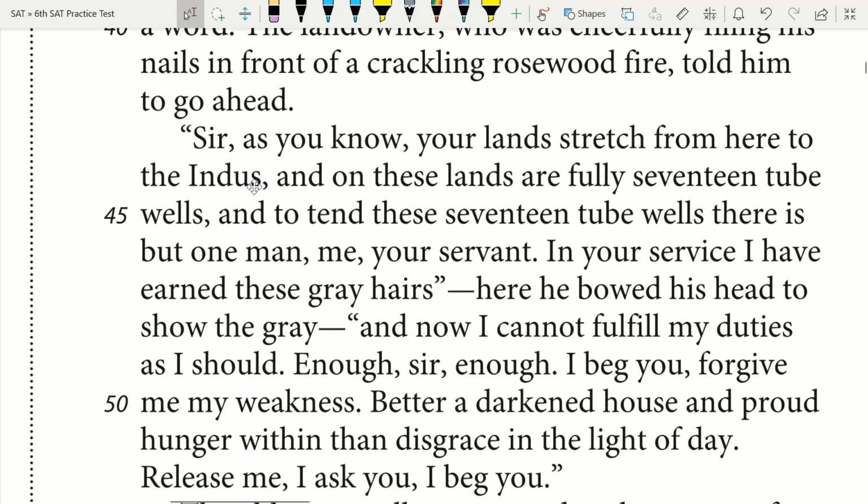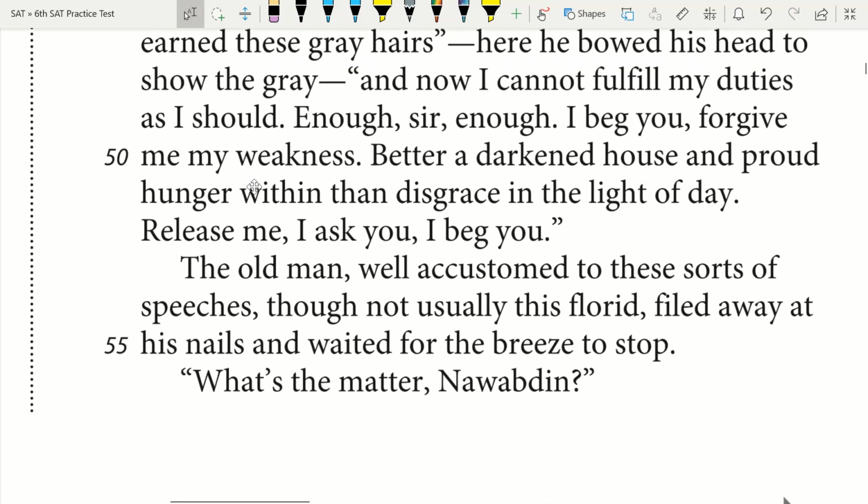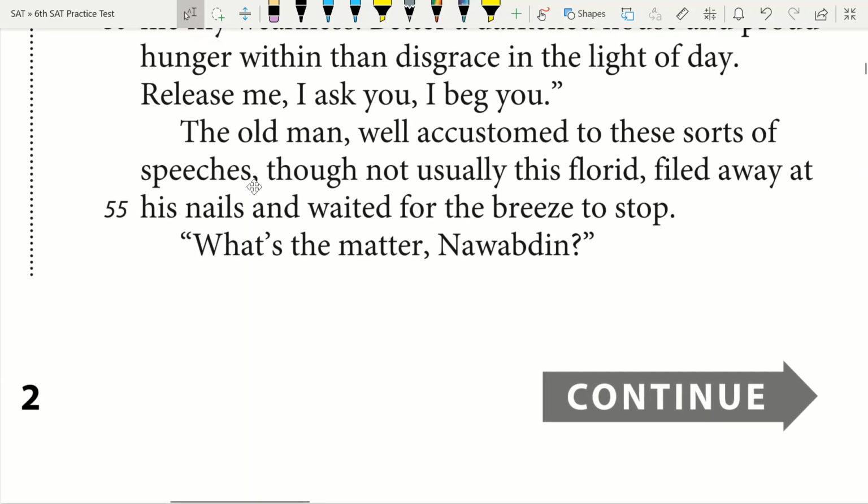Sir, as you know, your lands stretch from here to the Indus, and on these lands are fully 17 tube wells, and to tend these 17 tube wells there is but one man, me, your servant. In your service I have earned these gray hairs. Here he bowed his head to show the gray, and now I cannot fulfill my duties as I should. Enough, sir, enough, I beg you. Forgive me my weakness. Better a darkened house and proud hunger within than a disgrace in the light of day. Release me, I ask you, I beg you.